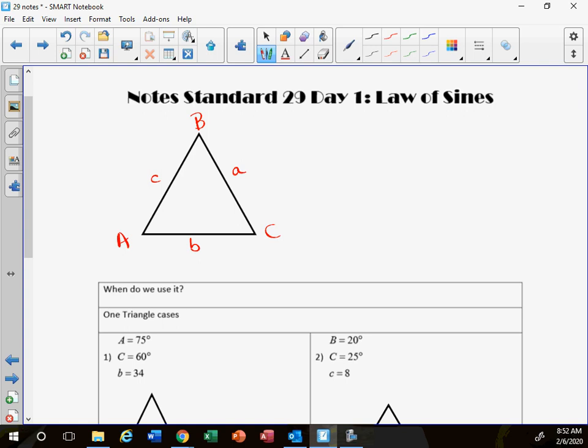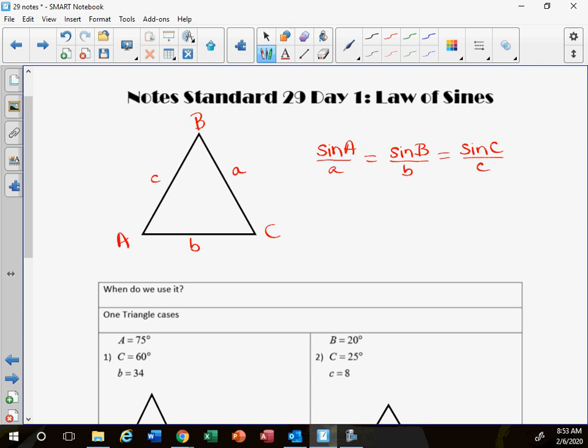So your formula is the sine of angle A over little a equals the sine of angle B over little b equals the sine of angle C over little c. You won't use all three at the same time. All three of those are equivalent to each other, so you'll pick two of them to use as you solve the triangle. But that's the whole formula. That's it for law of sines. That's not too complicated, right?